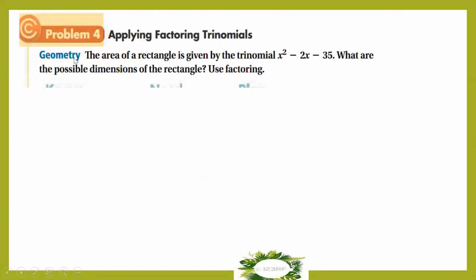Okay, here geometry. The area of a rectangle is given by the trinomial x squared minus 2x minus 35. What are the possible dimensions of the rectangle? Use factorization. Here we have 35. So who can tell me what factors of 35 it could be? Here C is negative, that means I have two parentheses.